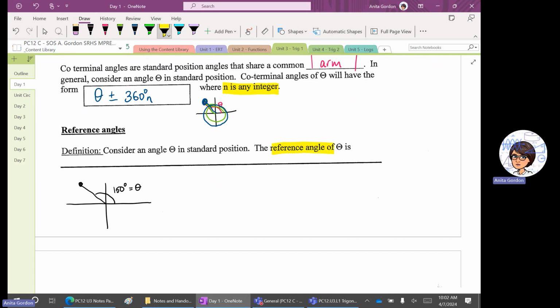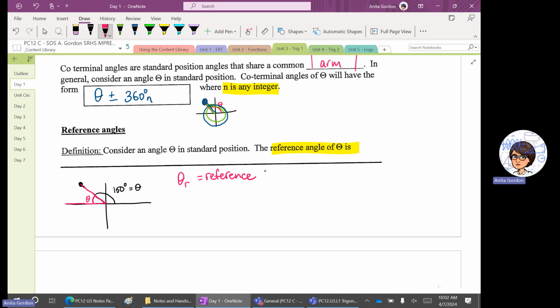The reference angle is the degrees between the terminal arm and the closest x-axis. Okay, here's my terminal arm. And here is the closest x-axis. This is called the reference angle. And we use theta sub r as the reference angle.